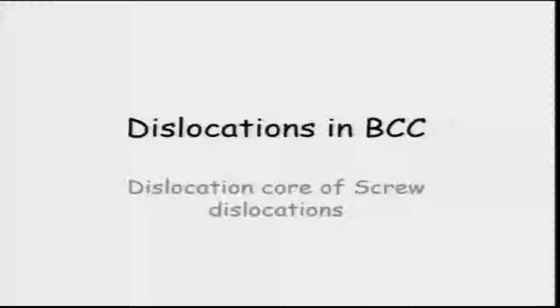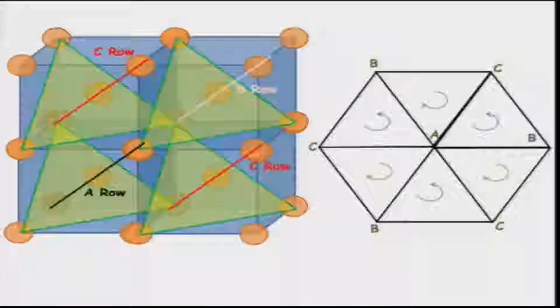So, in this module, as I promised earlier, we will be talking about dislocations and particularly screw dislocations. Again, screw dislocations are something very interesting in a BCC system. So, here we will look at the dislocation core of screw dislocations. Now, this is a BCC system and the lines that you see are along the 111 direction.